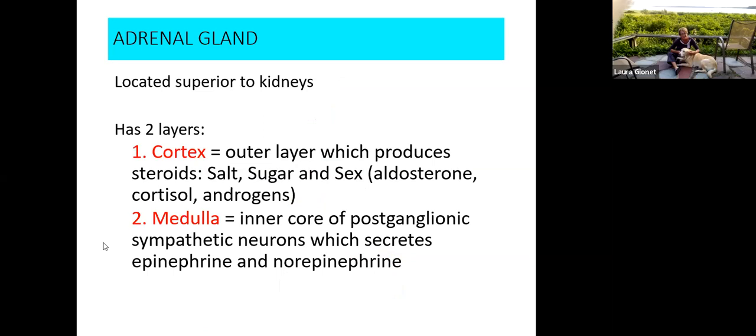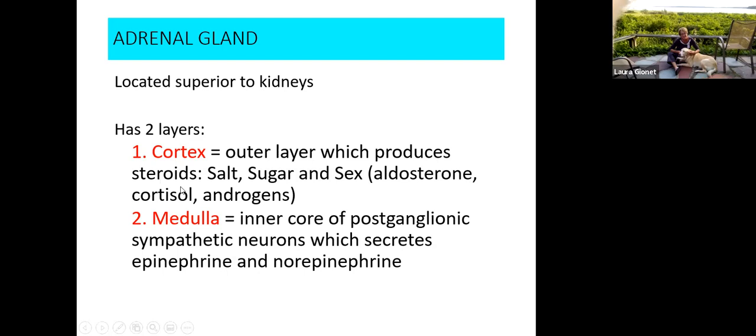Okay, then we move on to the adrenal glands. We have two regions, the cortex and the medulla. It has two layers. Cortex always means the outer region, the outer layer, which produces steroid hormones, or I call it the salt, sugar, and sex, because it goes in that order from superficial to deep: aldosterone, cortisol, and the androgens.